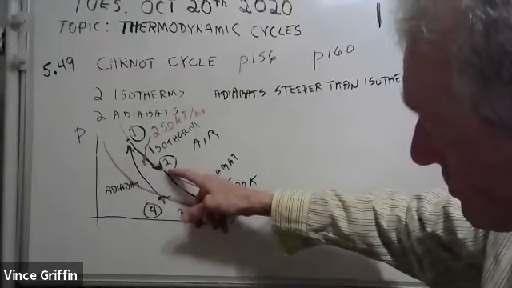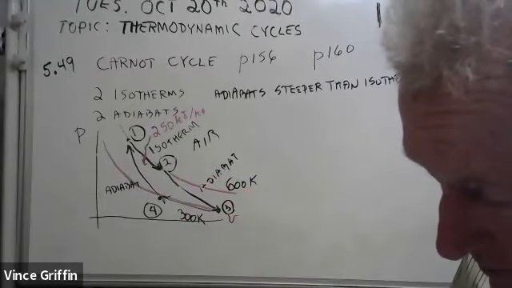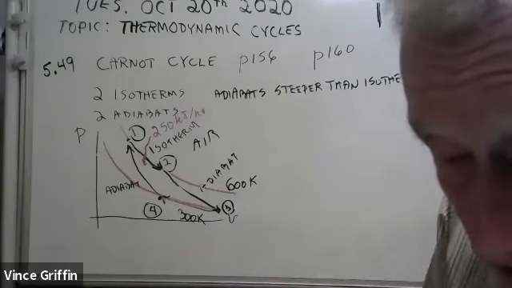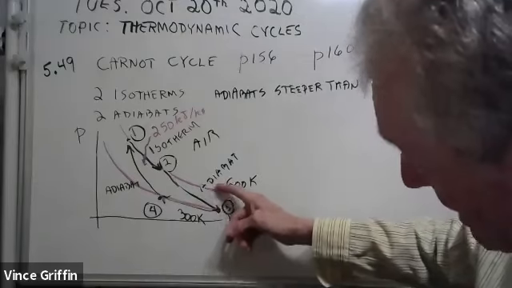Reagan, what's the name of this process from 2 to 3? It's got a name. It's written on here, Reagan. What is it? I'll give you a hint. It's steeper than the isotherms. It's an adiabatic process. Yes, it's an adiabat.